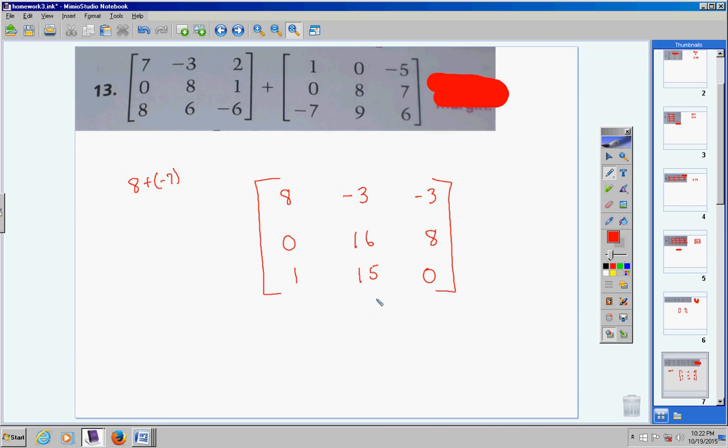Let me glance in the book real quick and make sure this is correct. Make sure I didn't make a little mistake somewhere. And yes, this is correct. Okay, so adding and subtracting matrices, not difficult stuff at all.